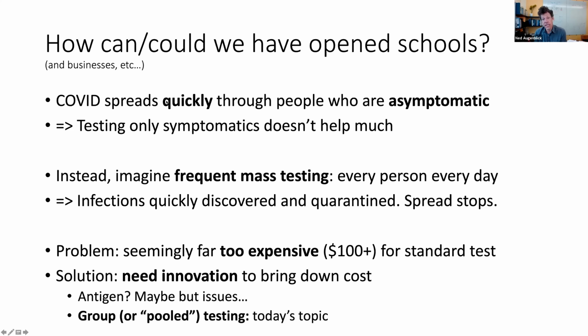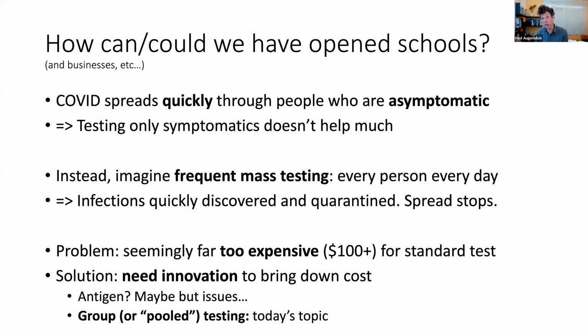And the problem is that there are characteristics of this disease that make it hard to do so. And in particular, as everyone at this point knows, the disease spreads very quickly, and most importantly, through people who are asymptomatic. And so the problem is, what you might say is, okay, well, let's just open schools. When someone gets sick, we'll identify that quickly, take them out, and we'll stop spread. The problem is that prior to that person showing symptoms, they could be spreading the disease.